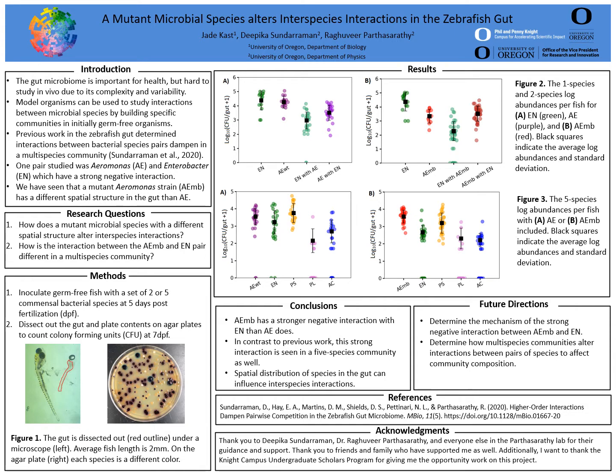Figure 2b shows the log abundance of EN in green and Aeromonas mucus blind in red in the 1 species and 2 species experiments. In this case, the average Enterobacter log abundance drops by 2 orders of magnitude.